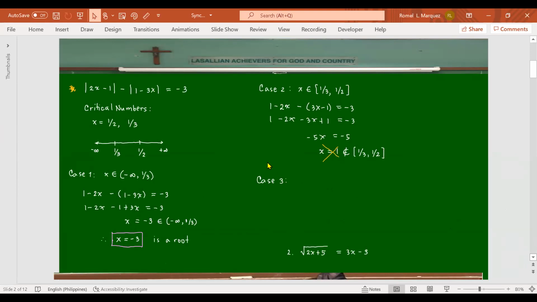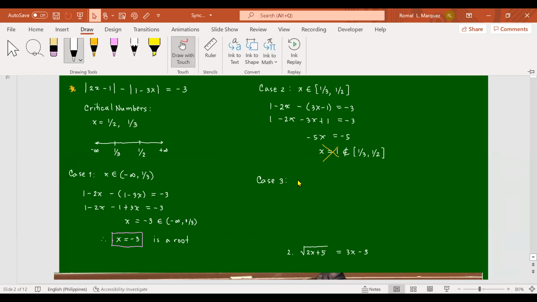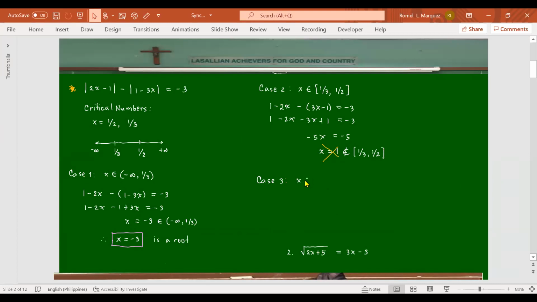Okay, guys? So what about case 3? Guys, x is an element of what? 1/2 to positive infinity. When x is to the right of 1/2, what are those numbers? So that you can easily evaluate, take it 1 million. 2 times 1 million minus 1 is obviously positive. So 2x minus 1, we just copy. 1 minus 3 times 1 million is obviously negative. We negate. Did you get that, guys?